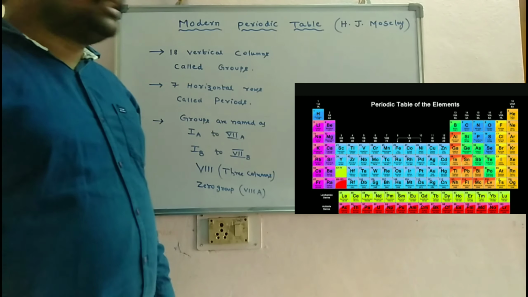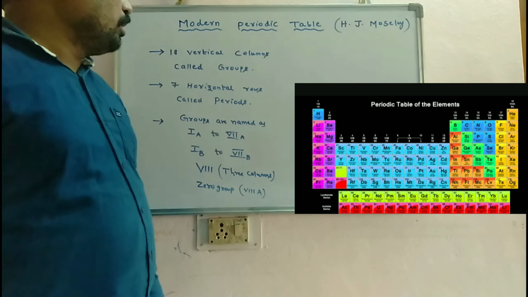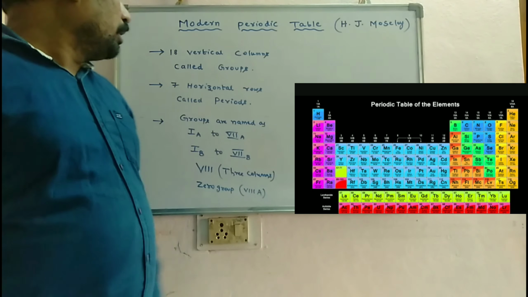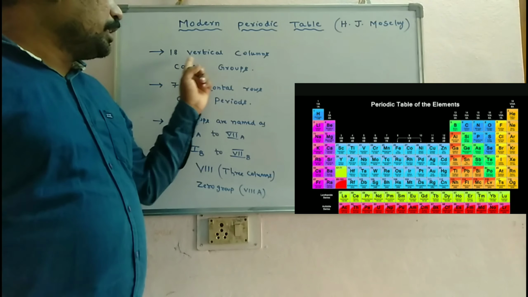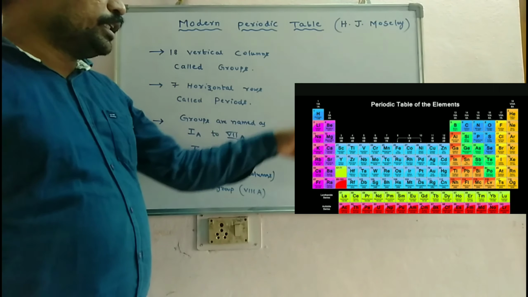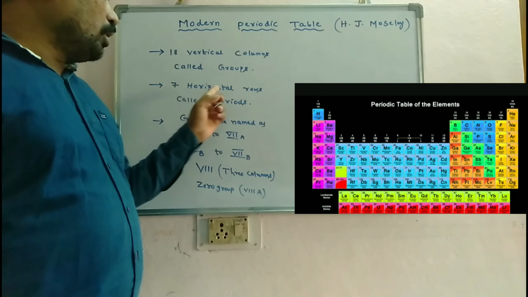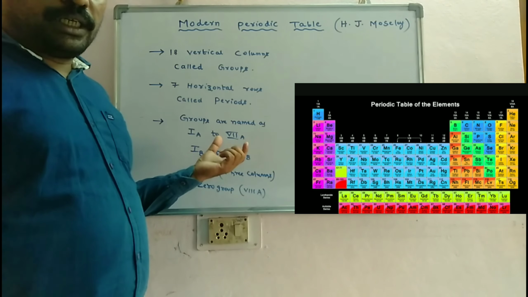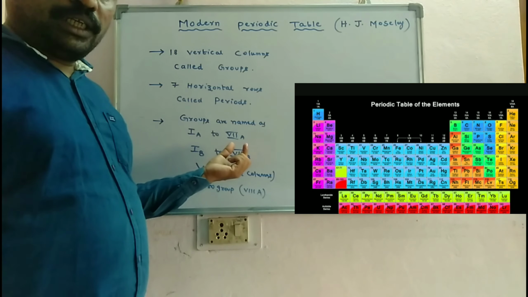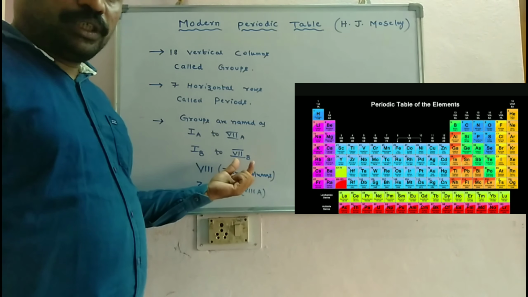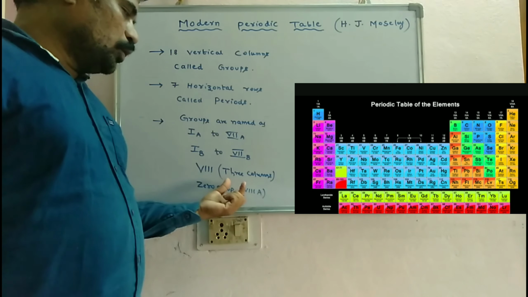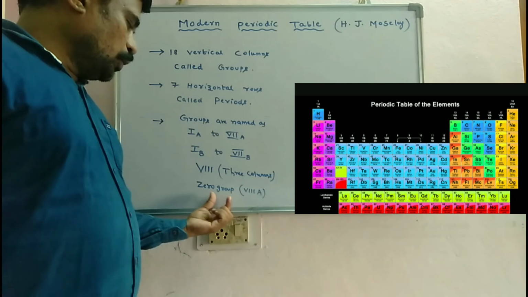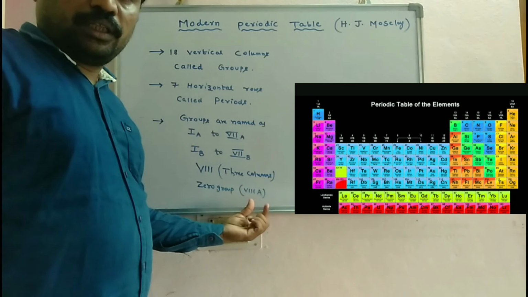Okay, now let us discuss the Modern periodic table. In the Modern periodic table, you can see the picture here. The Modern periodic table has 18 vertical columns called groups and 7 horizontal rows called periods. The groups are named 1A to 7A and 1B to 7B, and the 8th group has 3 columns, you can see in the picture, and the 0 group elements are called 8A group elements.